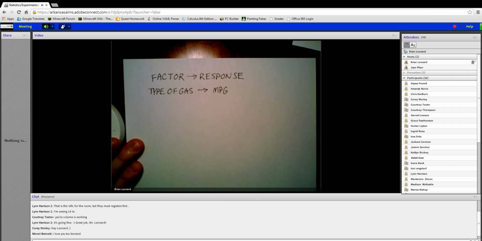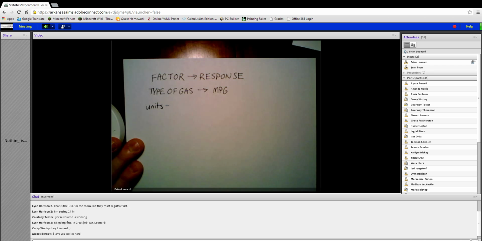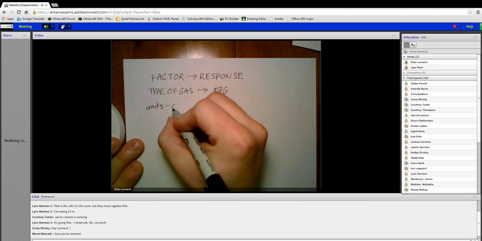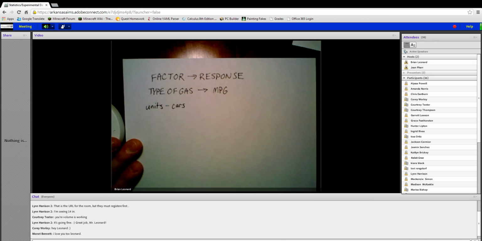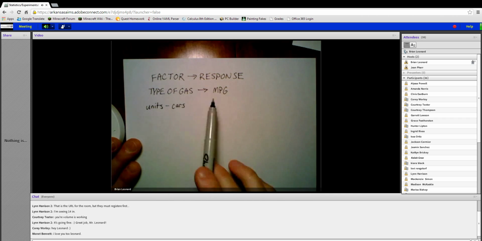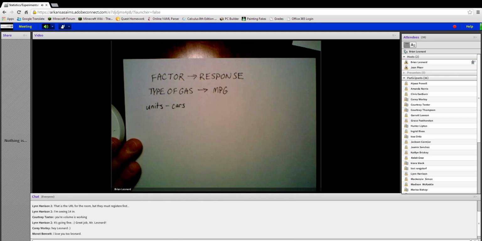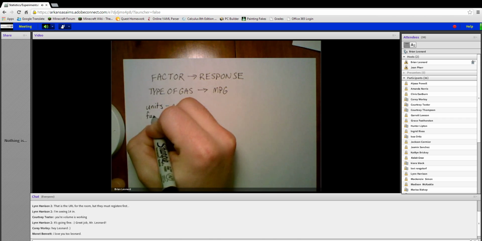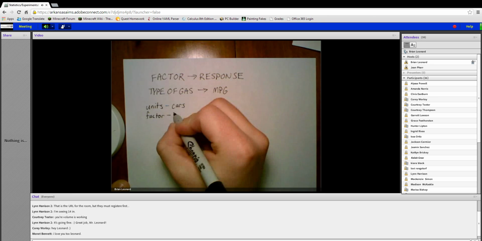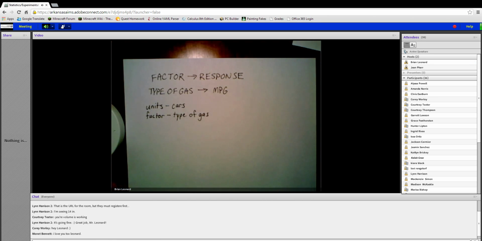So we need to start off with what are called experimental units. In this case, our experimental units would have to be the cars. The cars are who's going to get our treatment, the different types of gas, and the cars are where we're going to look to see what kind of mileage they got. So we're going to have units, and our factor we've already talked about: the type of gas. The factor is specifically what you're testing in an experiment.